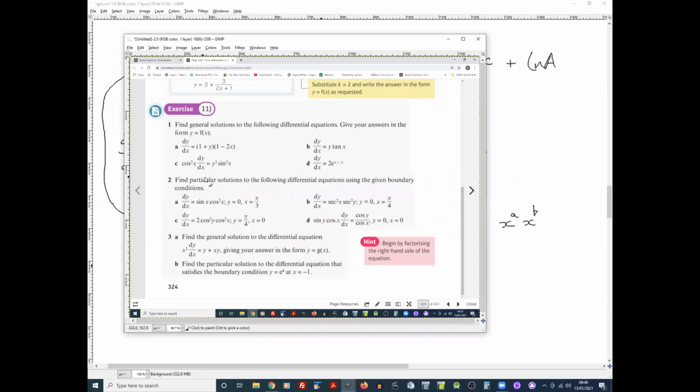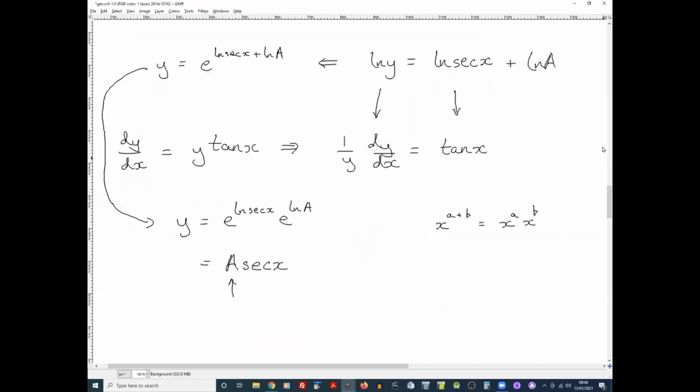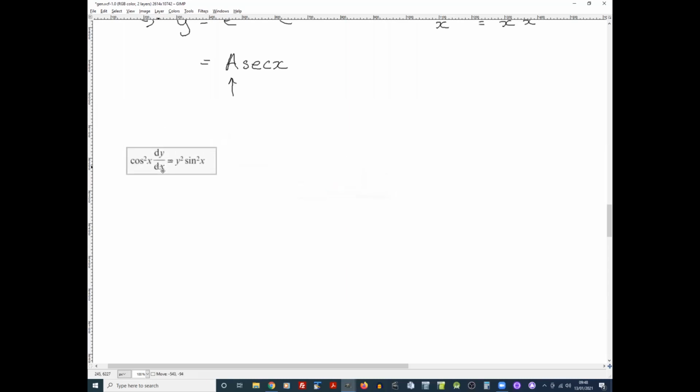Well, let's. Okay, what should we do first? Separate them. Yeah. Oh, are they not? Oh no, sorry. Is it 1 over y squared times dy dx? Absolutely. Good. Equals sine squared over cos squared? Yeah, quite.